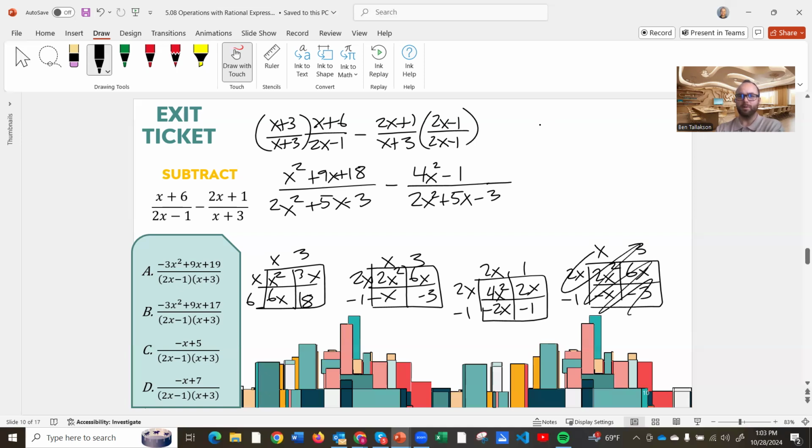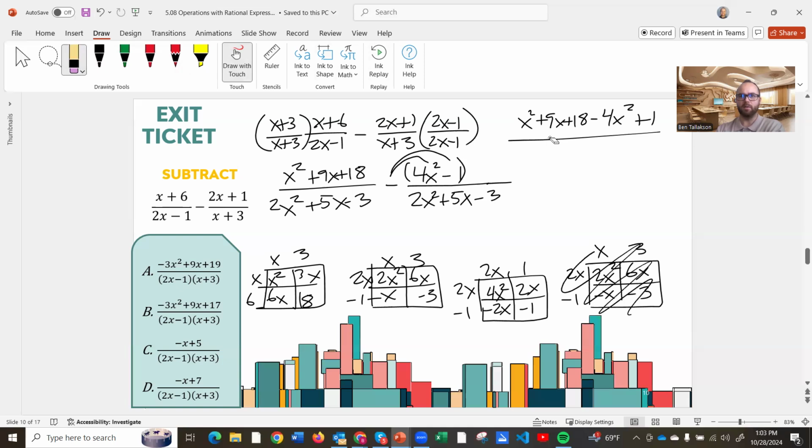Let's go ahead and now combine like terms. So we have x squared. And remember, this negative goes to everything, right? So maybe you want to rewrite that first. Let's do that just to avoid mistakes. We have x squared plus 9x plus 18 minus 4x squared. Negative times a negative is a positive plus 1.